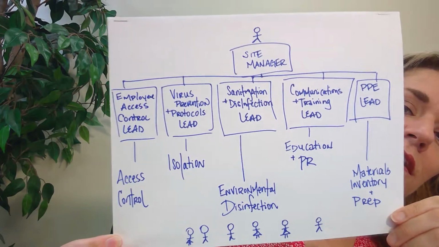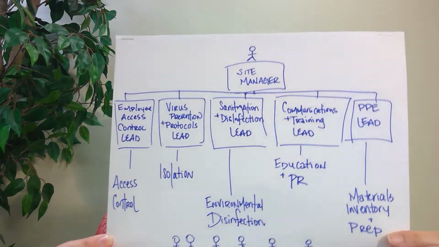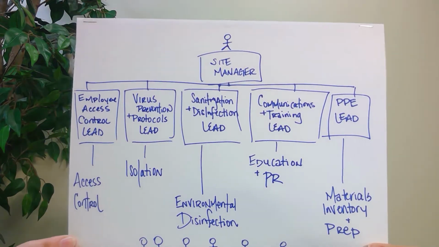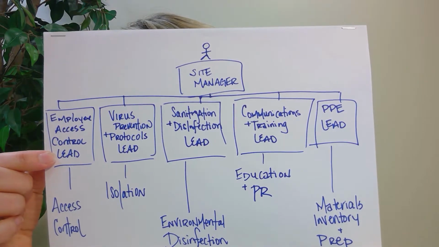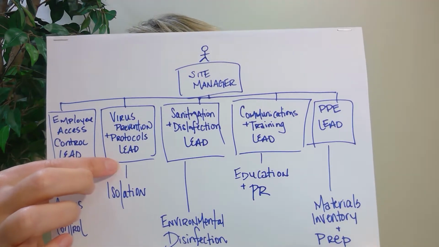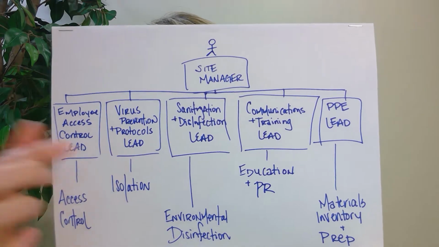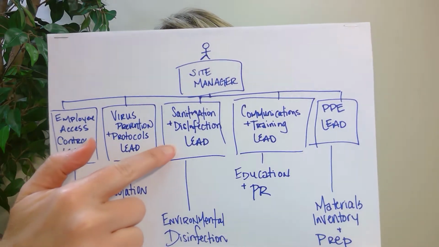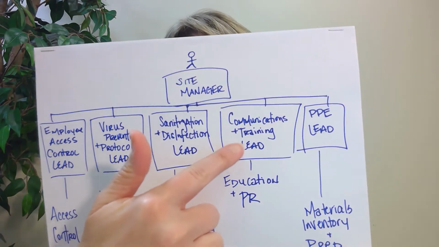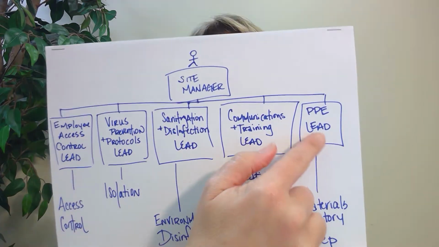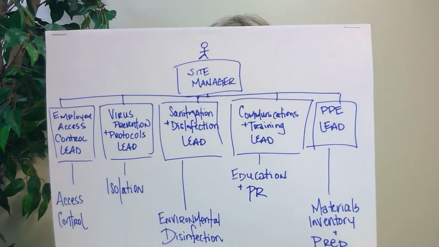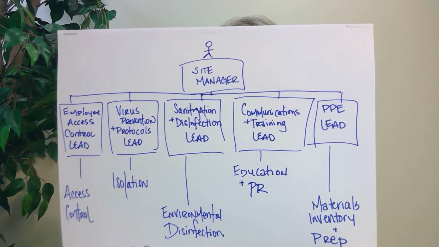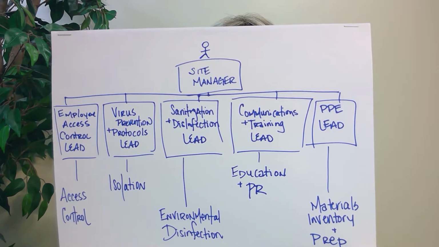An example of what your pandemic response team might look like is something to this effect. So let's see here. Okay, perfect. All right, so you want to create your employee access control lead, your virus prevention and protocols lead, your sanitation and disinfection lead, communications and training lead, super important, and PPE lead. And again, all these report back to the site manager. So again, that is an example of how your pandemic response team might be set up.